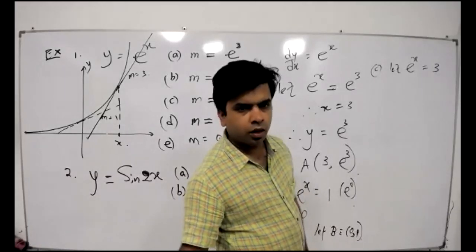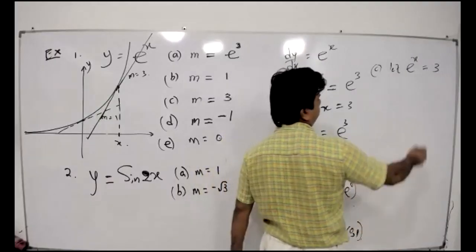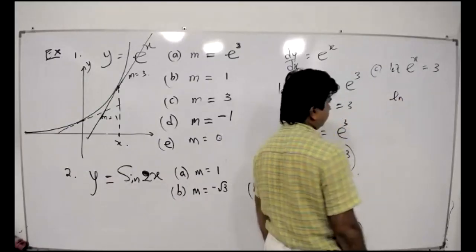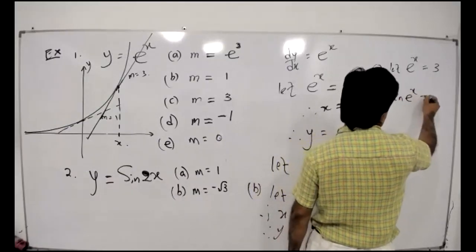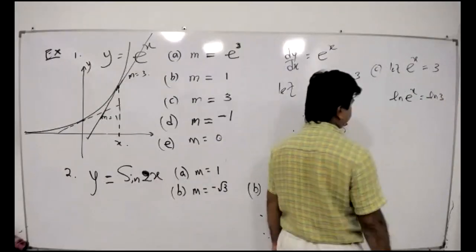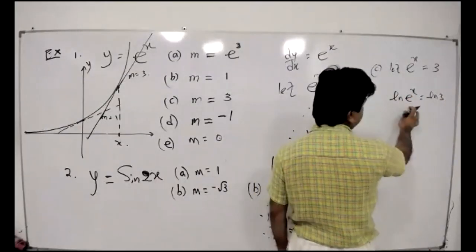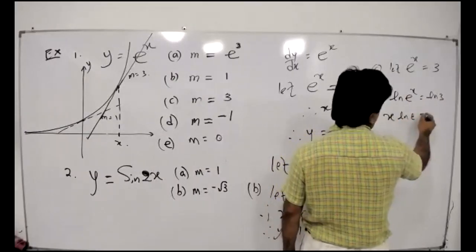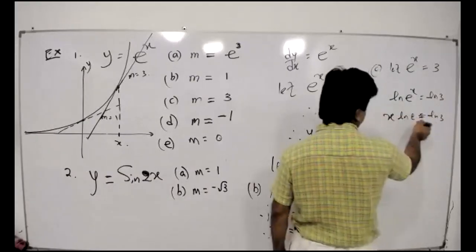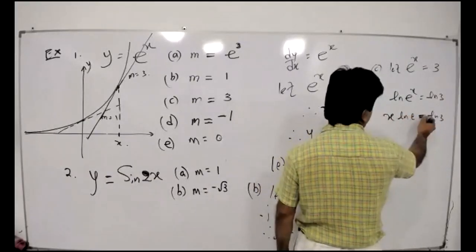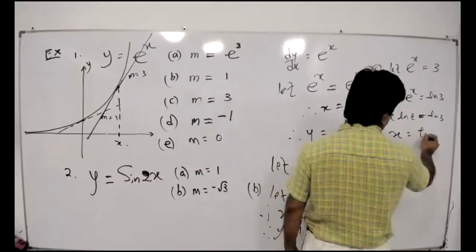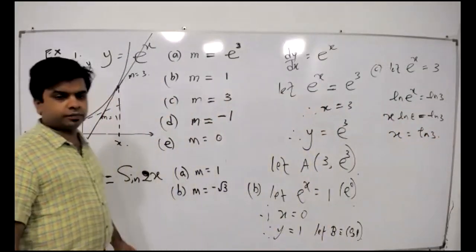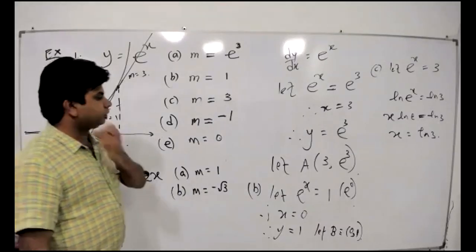Then, on the logarithmic and exponential functions, you know that if you have it like this, you have to take ln of both sides. ln e to the power x equals ln 3. You know that ln is log to the base e. So x ln e equals ln 3. What is ln e? 1. So therefore x equals ln 3. ln 3 means log to the base e of 3, so that is the x value.